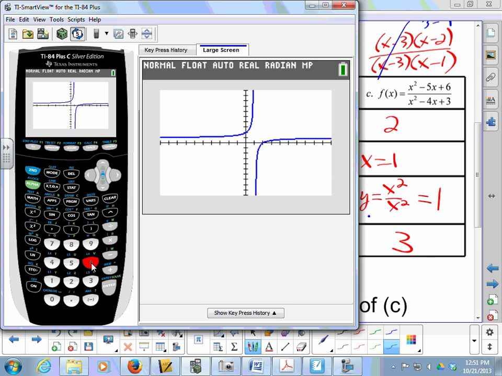Okay, now make sure everybody does this. I want to make sure your calculator produces the same thing as mine does, all right?